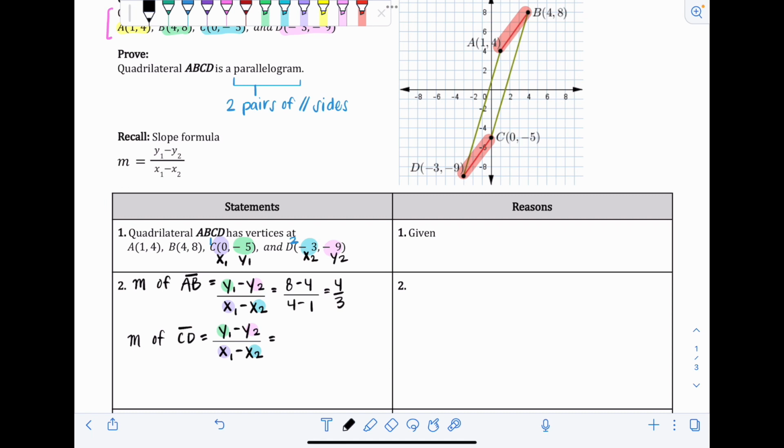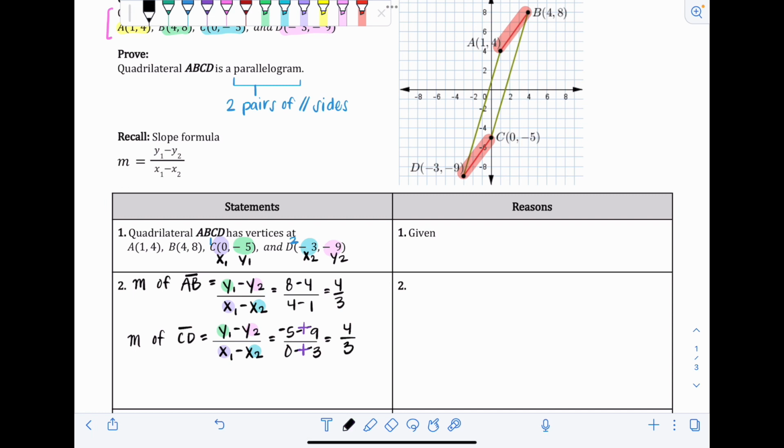So y1, that was -5, minus y2, so it's minus -9. It has a double negative. And then x1, which is 0, minus -3, so another double negative. Anytime you have minus a negative, or a double negative, it turns to a plus. So -5 plus 9 would be 4. And then same thing in the denominator, 0 minus -3, the double negative turns into a plus, so it'd be 0 plus 3, so 3.